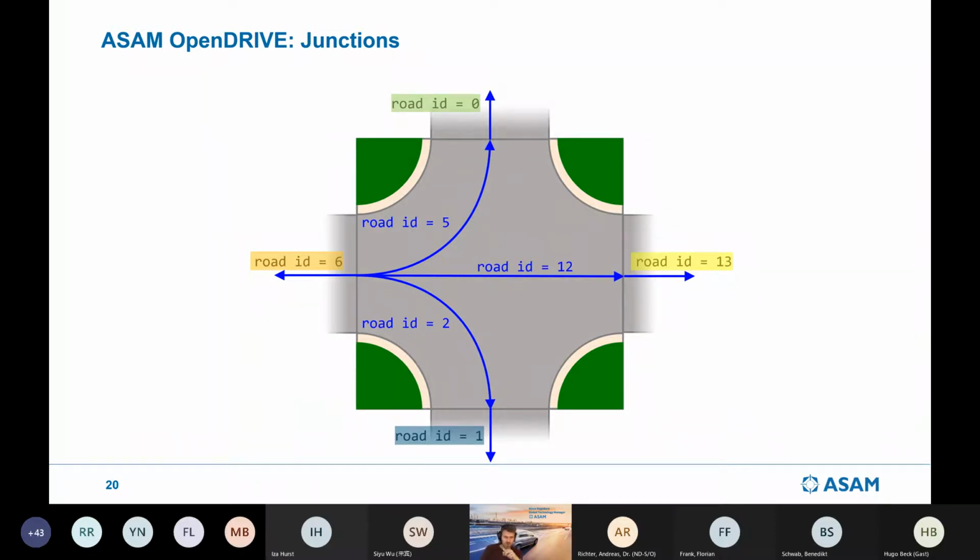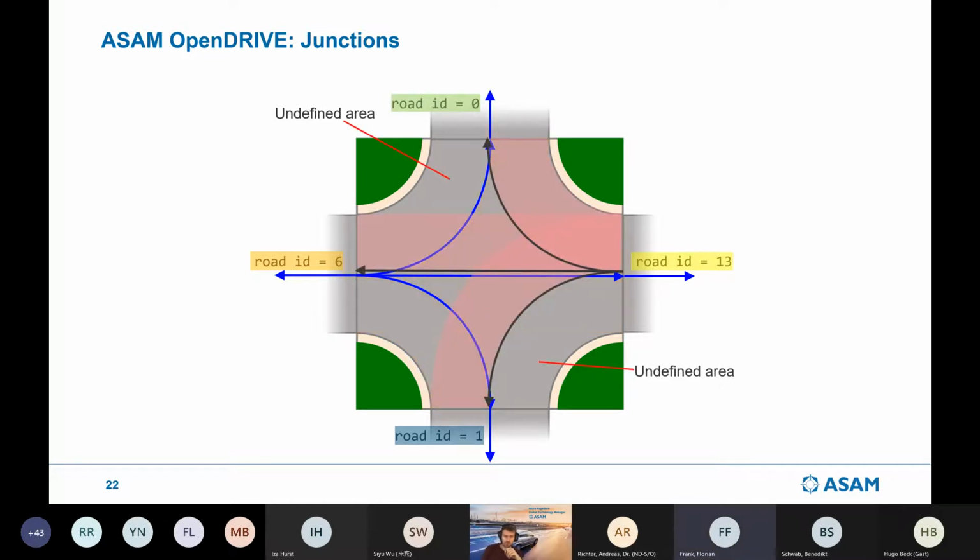It's not empty there, so we have further roads going over that patch. And how would that look like? Here we go. So now we can see that when you drive into the junction from the road with the ID 6, you have three ways where you can go. You can go straight, left, or right. And the same goes for all of the other parts of that junction, all the other incoming roads.